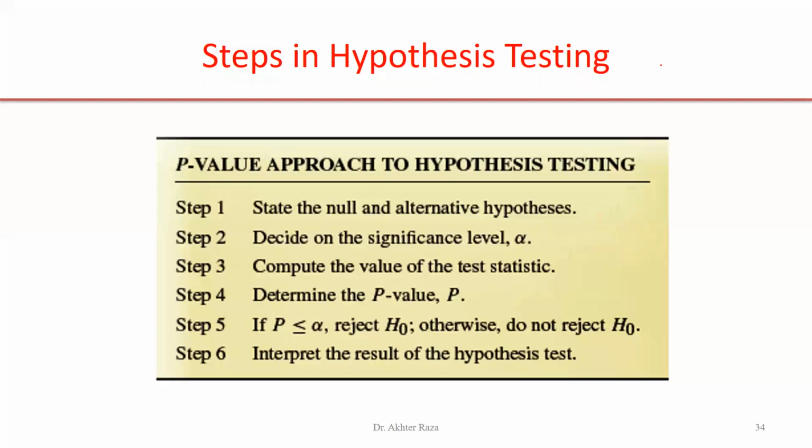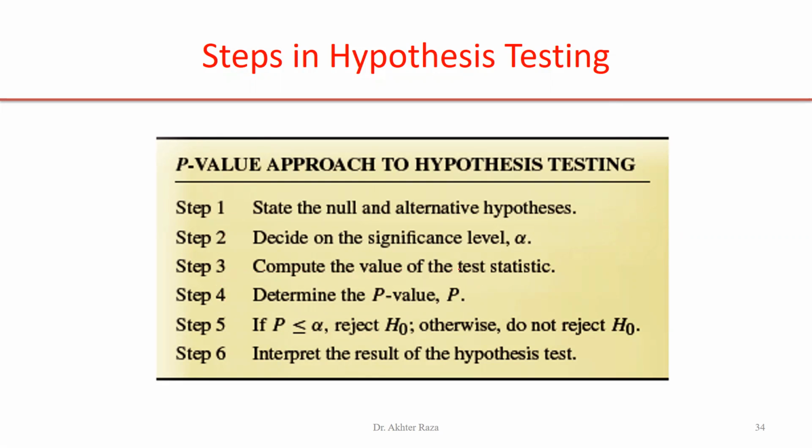P-value approach. These are the steps in the p-value approach. Steps number 1, 2, 3 are the same as in the critical region approach. From step number 4, one thing is changed, and what is that thing?